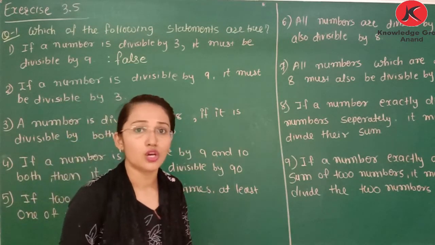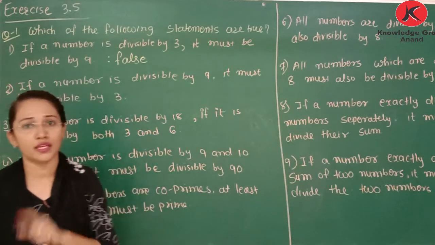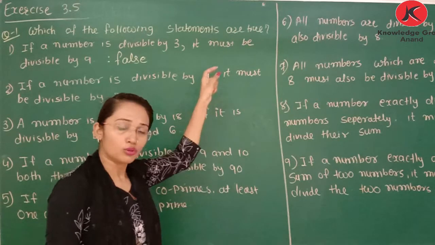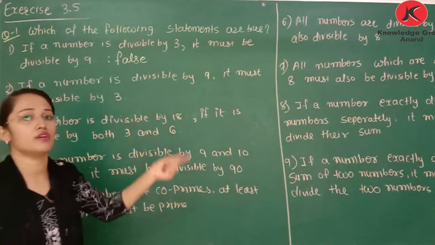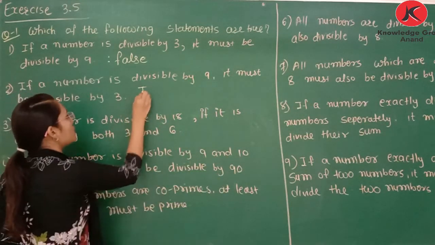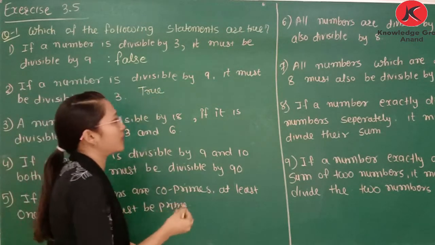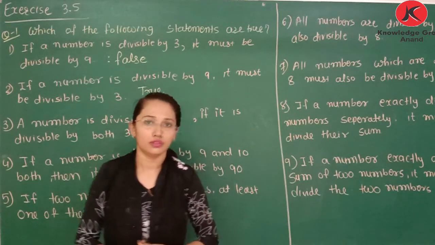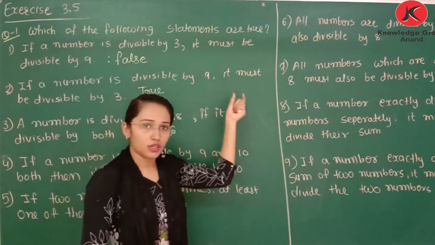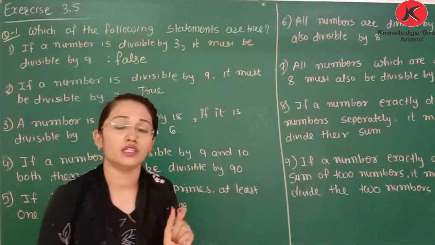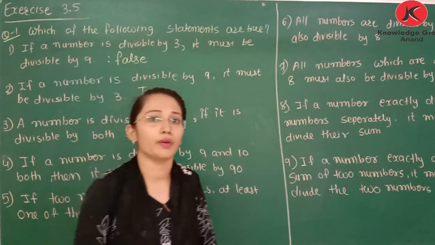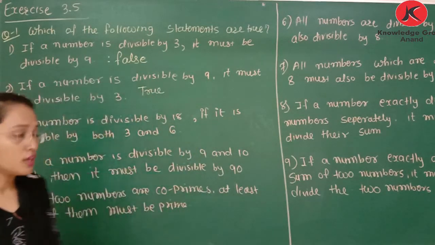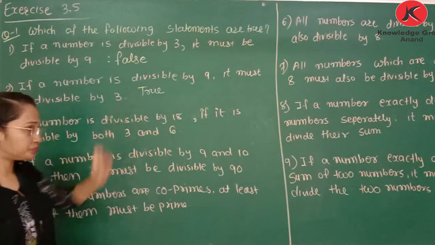3 multiply 3. So if the number is divisible by 9, it is divisible by all factors of 9. So 9 ના factor માં 3 આવે, so it is also divisible by 3. So it is true. For example, take one number 27, and 27 is divisible by 9, and it is also divisible by 3. Take number 81. 81 is divisible by 9, and it is also divisible by 3. Means કોઈ પણ number જે 9 થી divide થશે એ 3 થી પણ divide થશે. Clear? Why? Because a factor of 9 is 3.